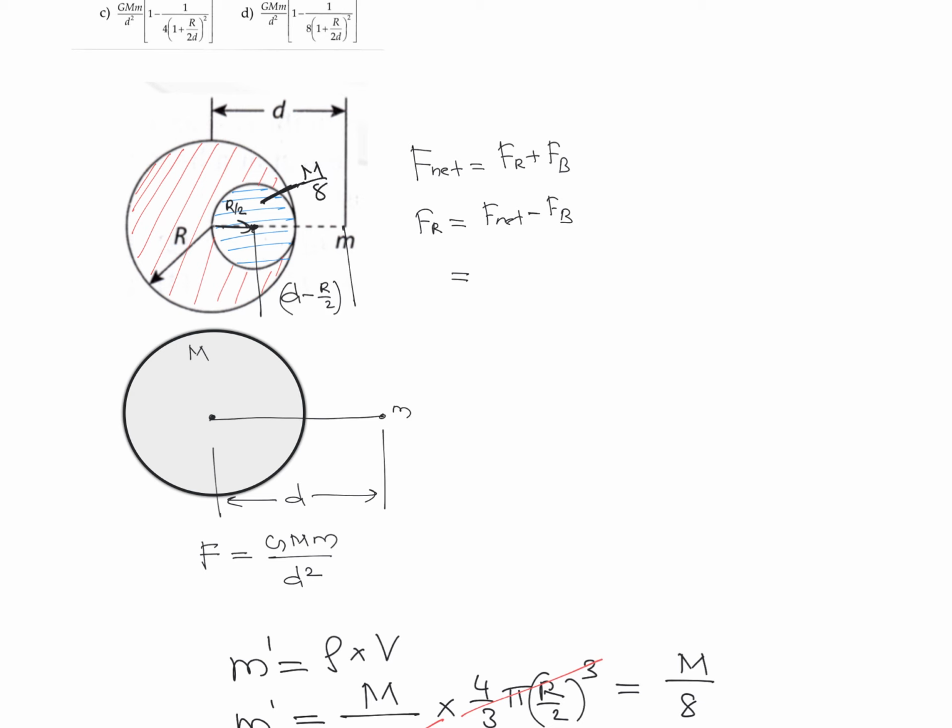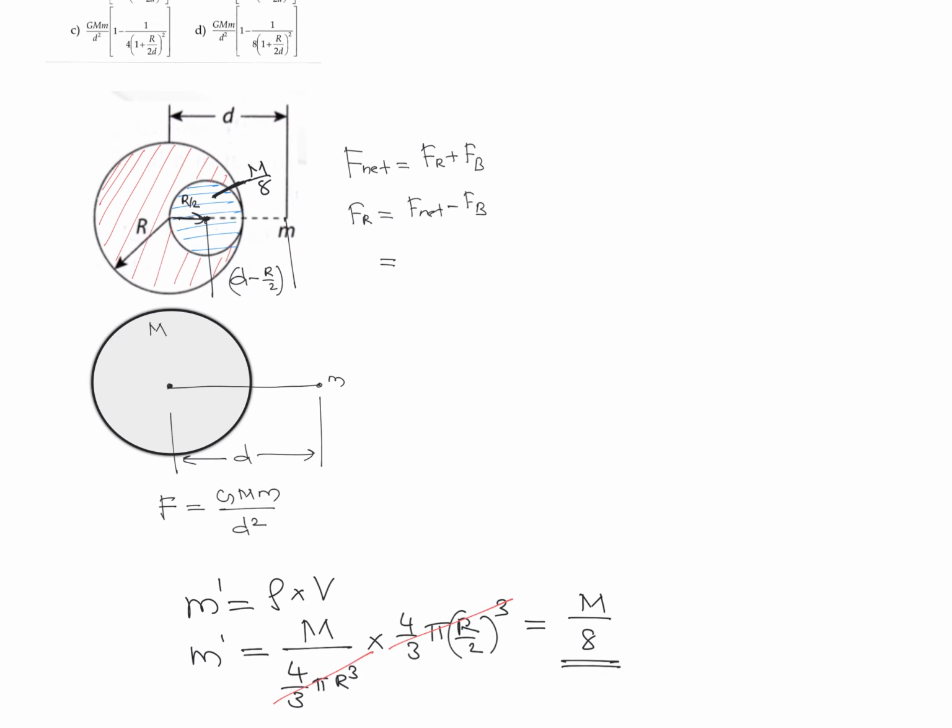So we can find the force due to the blue part. As discussed, the net force is G m m divided by d square minus the force due to the blue portion, which is G times the mass of that portion, m divided by 8, times the other mass, small m, divided by the distance between the center of the removed portion and the mass m, which is d minus r by 2, the whole square.